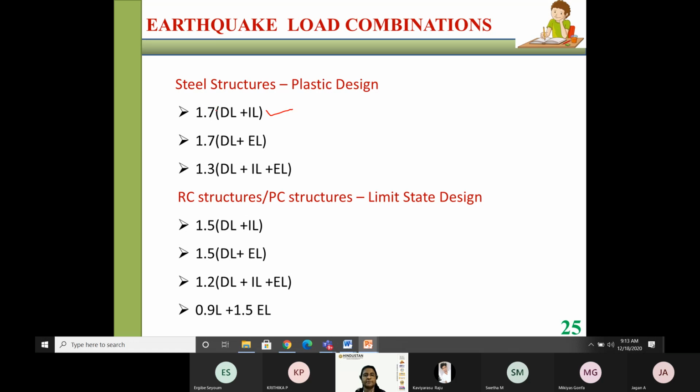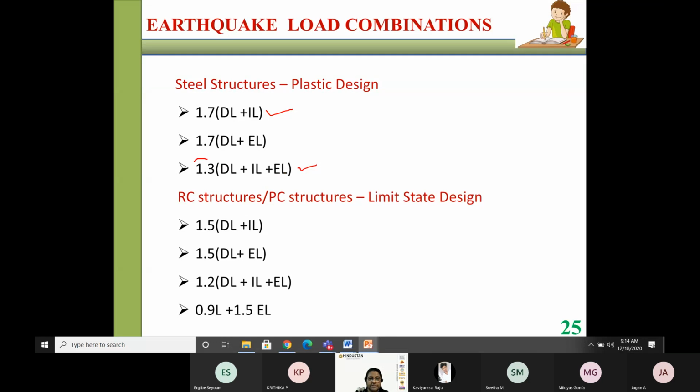So that is why I told you this 1.7 will take care if there is any renovation or if there is any increase of live load or dead load in the structure. Okay. Similarly, another combination is 1.7 dead load plus earthquake load. Now, the third combination is 1.3 into dead load plus imposed load plus earthquake load.